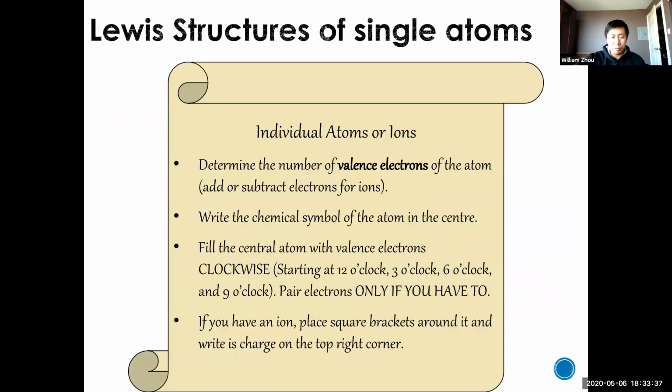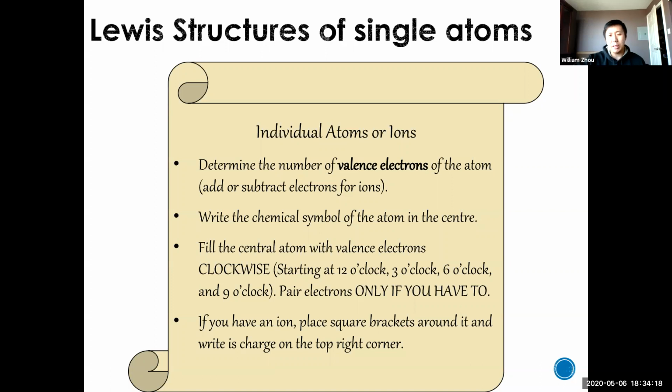So to draw Lewis structures, we're going to start easy. All right, so this is just drawing individual atoms or ions. So just one thing, no bonds at all. And there are many rules with regards to drawing Lewis structures, and you need to know these rules in order to get the structure correct. So for the most simple atom, the first thing you do is determine the number of valence electrons. All right, and if you have an ion, that means you've gained or lost electrons, and you have to account for that as well. If you gain electrons, you just add more electrons. If you lost them, you subtract.